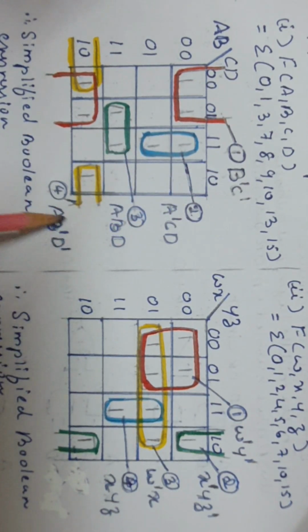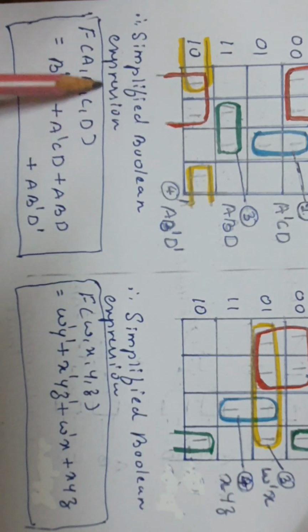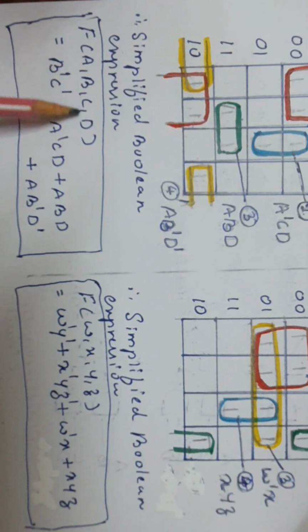So these terms form the final expression. Hence the simplified Boolean expression is f of ABCD equal to B dash C dash plus A dash CD plus ABD plus AB dash D dash. Okay. So next we shall move on to the second problem in this.